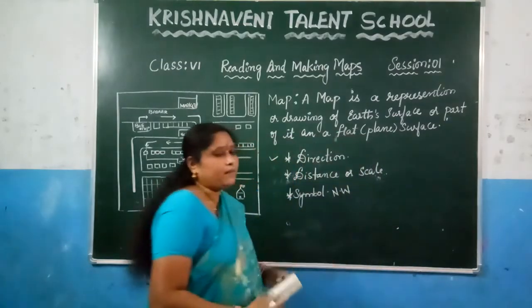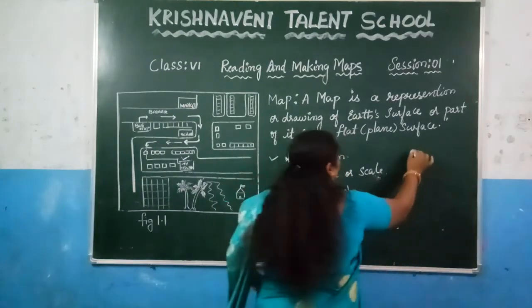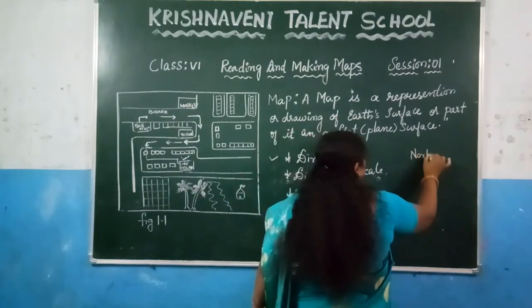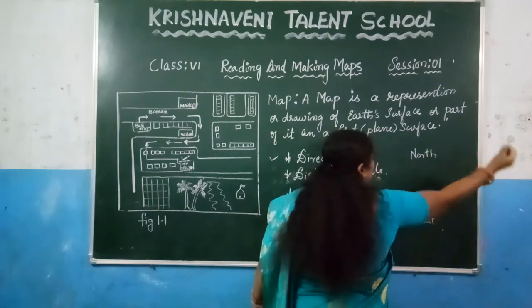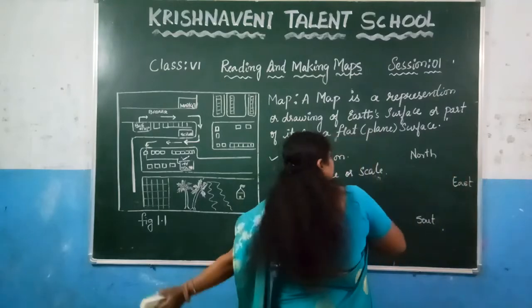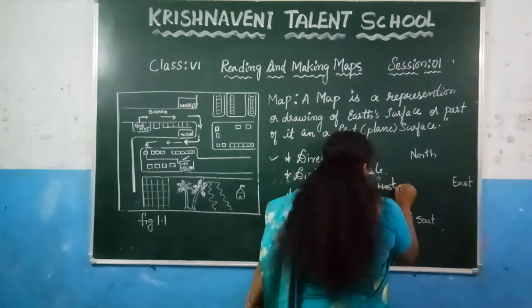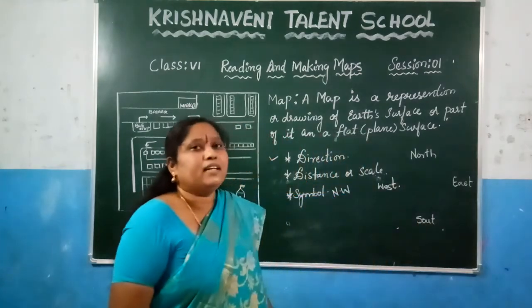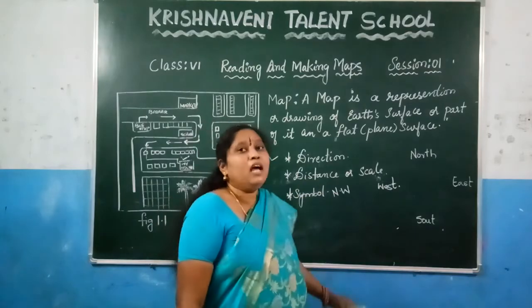In most of the maps, at the top it is always mentioned as north, at the bottom it is mentioned as south, towards the right it is mentioned as east, and towards the left it is mentioned as west. These are the 4 main directions. With the help of directions, it helps a lot in locating the places.